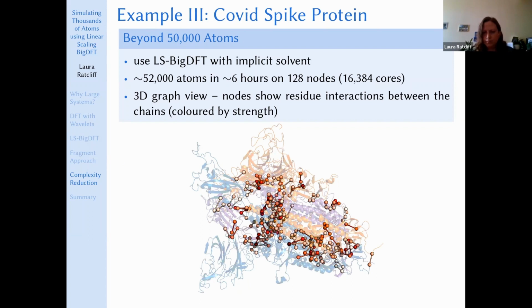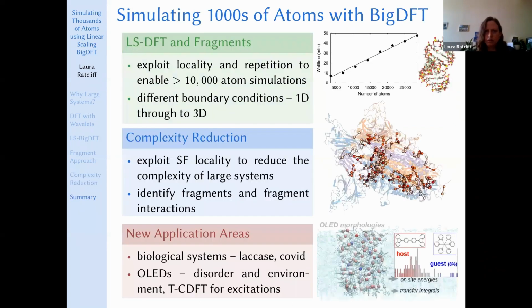So just to summarize, I've shown you how we can exploit both locality and, where applicable, repetition in different systems to enable calculations of more than 10,000 atoms. And while doing so, we can also have the advantages of BigDFT, that we can have a range of boundary conditions, whether that's 1D, 2D, or 3D. We can also further exploit the support function locality to reduce the complexity of large systems and be able to understand fragmentation and interactions in large systems.